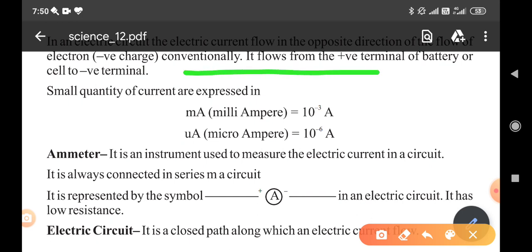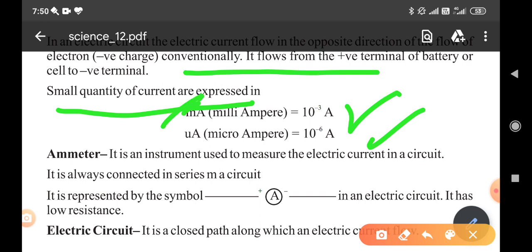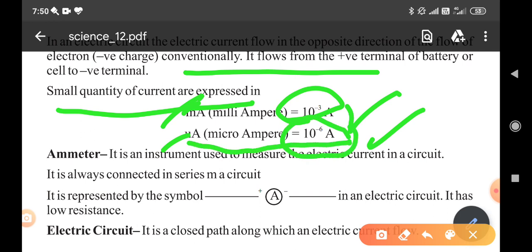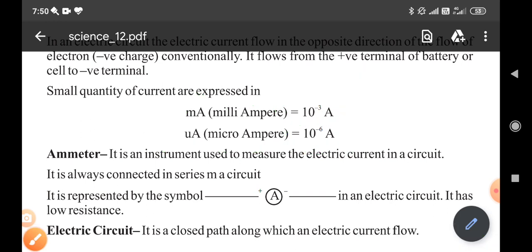Small quantities of current are expressed in milliampere and microampere. 1 milliampere is equal to 10 to the power minus 3 ampere, or 1 by 1000 ampere. 1 microampere is equal to 10 to the power minus 6 ampere.